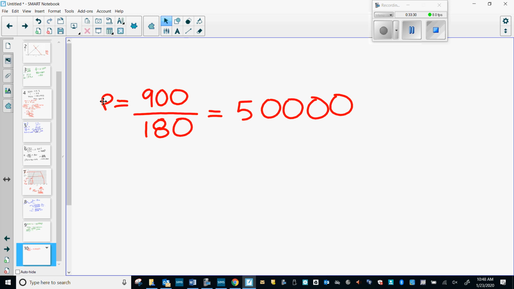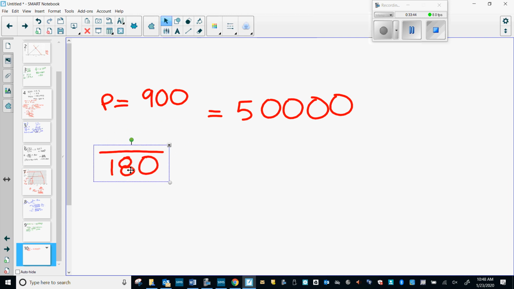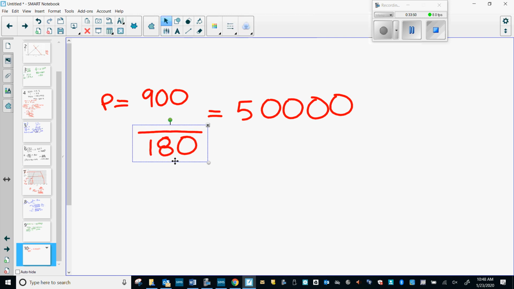Do people understand that? You just do 180 times 10,000 because it's squared. Remember that because they wanted it per meter squared, you had to change this 180 to be meters squared first. So it would be 180 divided by 10,000. Do you add 4 zeros then?